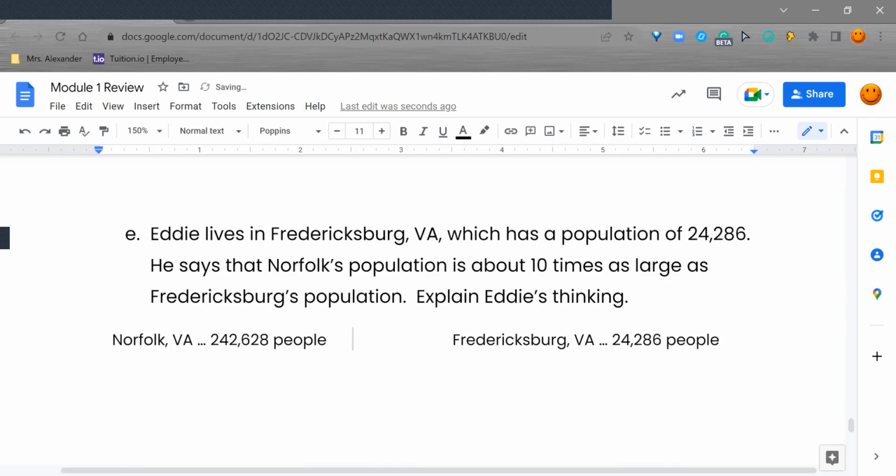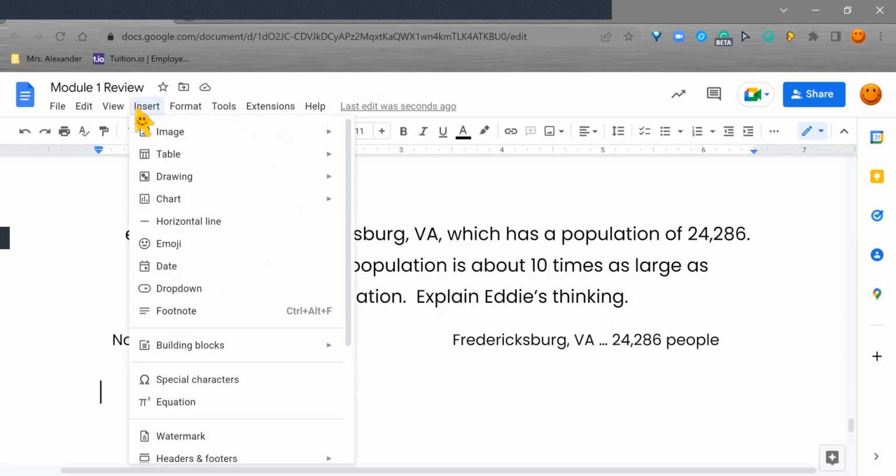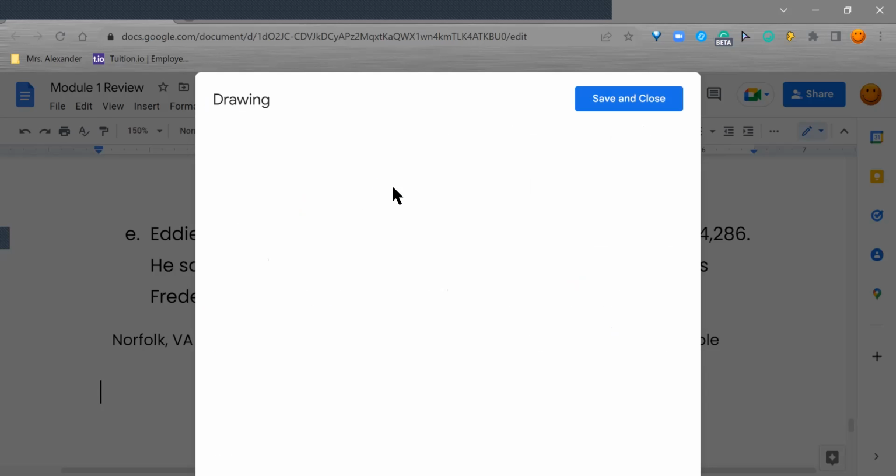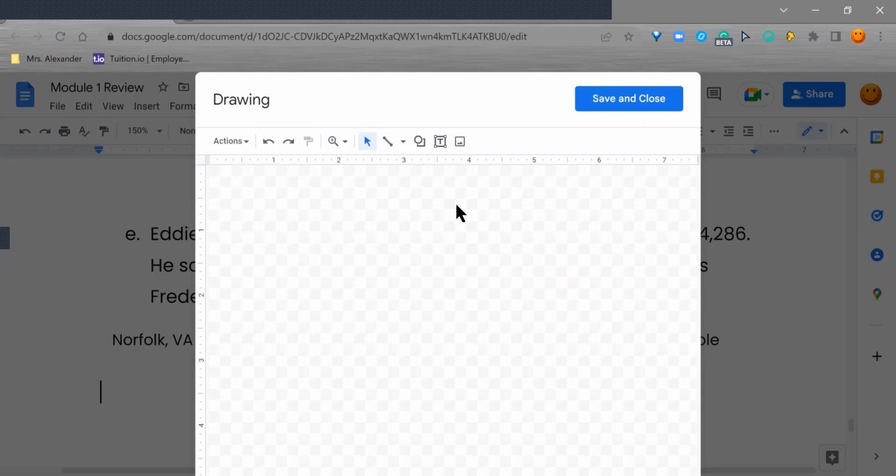Okay, here we go. You ready? The way I would do it is I would look at what I'd have to multiply by this to see if it's 10 times greater. So I'm going to take the 24,000, and this is where I'm going to add a scribble. So we're going to hit Insert. We're going to do Drawing and hit New. That's going to create your own scribble. Oops, I forgot to do something. I'm going to hit Enter.